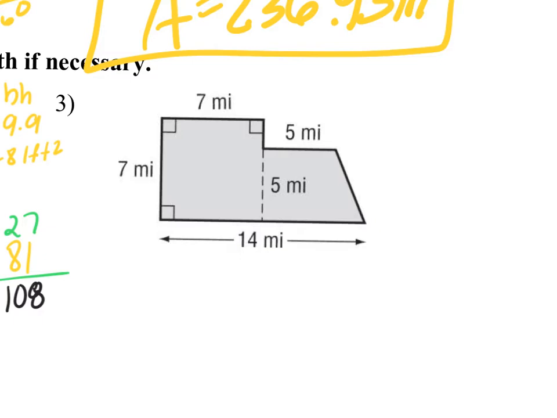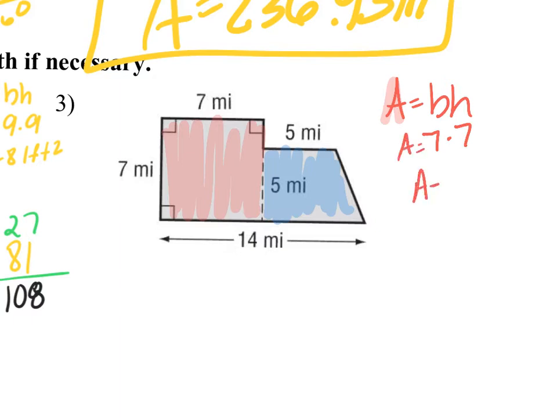Okay, number 3. So I have a square and then a trapezoid. So I'm going to do the square first. I'm going to say area equals base times height. What's my base? 7. What's my height? 7. So area equals 49 miles squared.